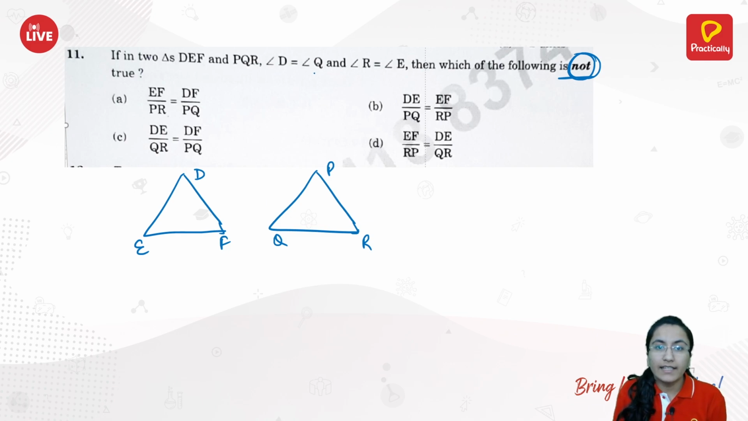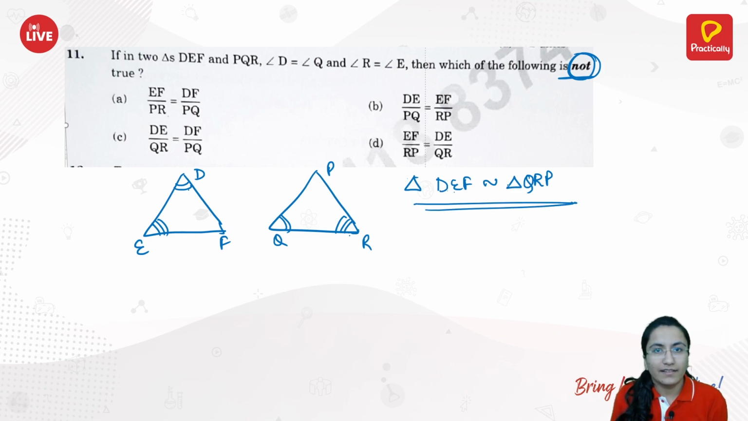Right, they have given us angle D is equal to angle Q. So this is equal to this, right? Angle R is equal to angle E. So which two triangles would be similar? Let's just write triangle DEF. This is similar to, angle D is the same as angle Q, so in place of D you need to write Q. Angle E is equal to angle R, so instead of E here you need to write R. Then you are left with P only, so F will be equal to P. So these two triangles are similar.